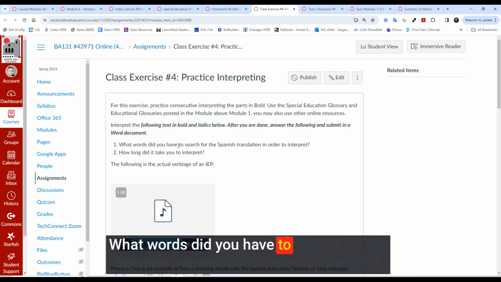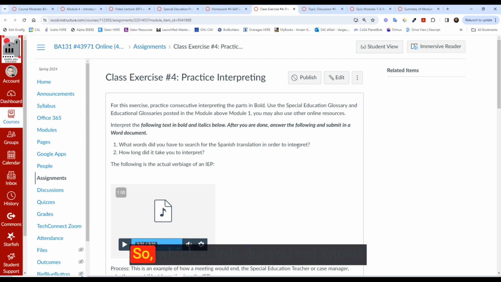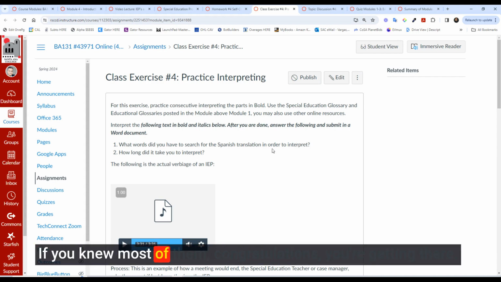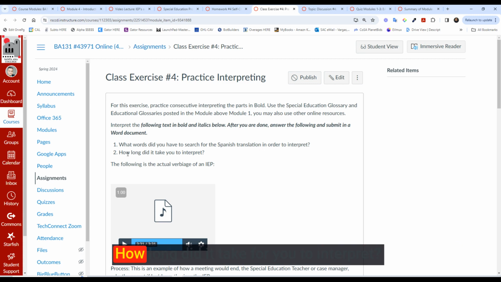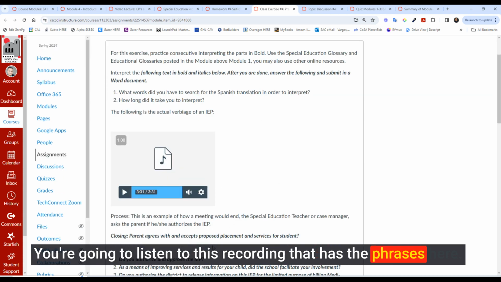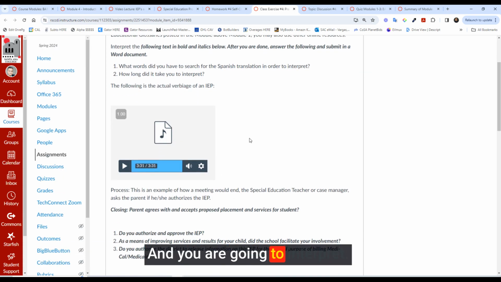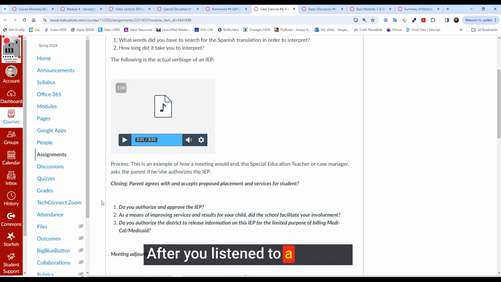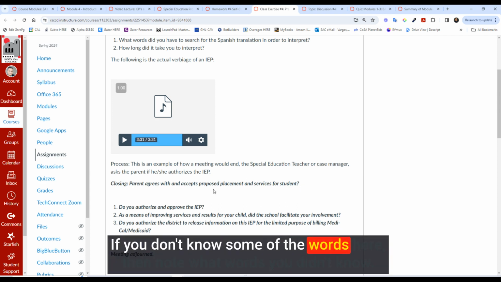What words did you have to search for the Spanish translation in order to interpret? So which words did you not know? If it's all of them, great, you're learning. If you know most of them, congratulations, you're getting there. How long did it take for you to interpret? You're going to listen to this recording that has the phrases here, and you are going to interpret. After you listen to a section, up to here for example, pause, and then do consecutive interpretation. If you don't know some of the words here, then note what words you didn't know.